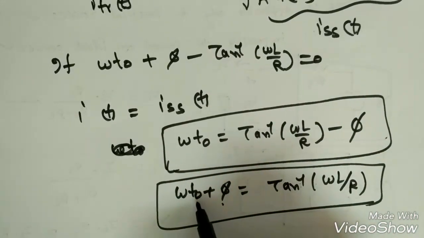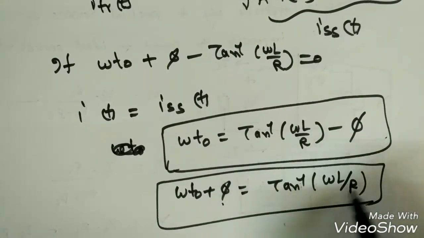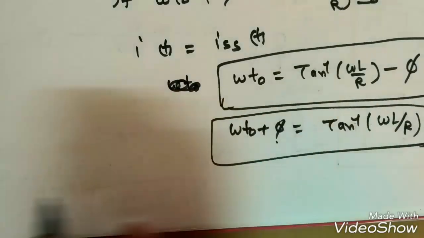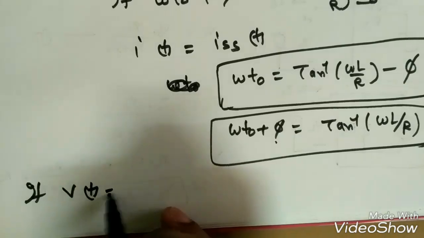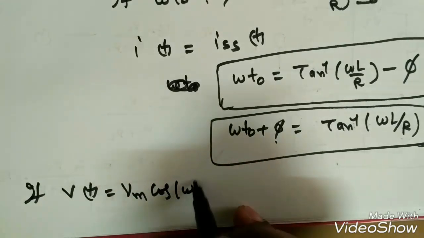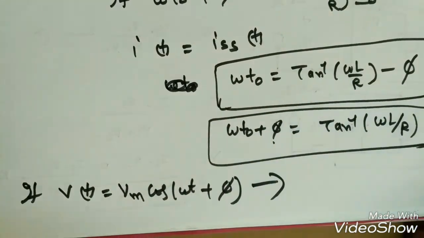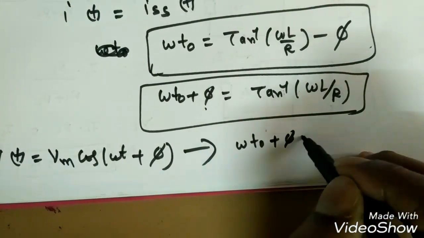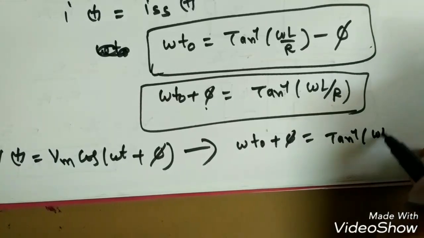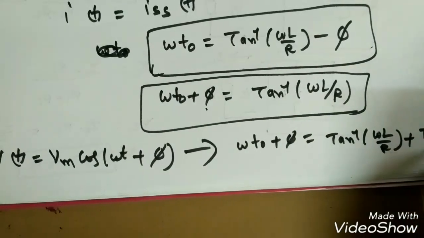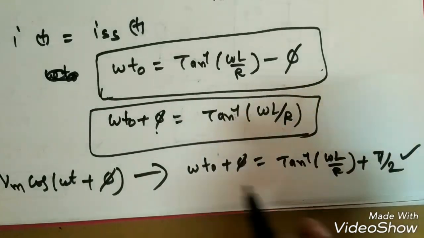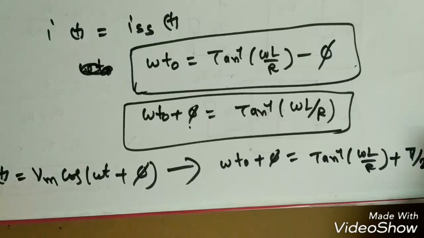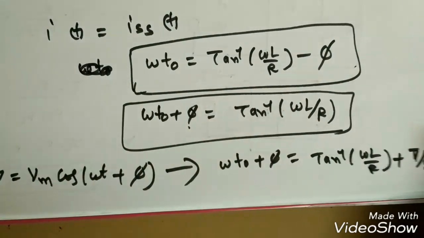In the previous case, t naught equal to 0 means pi is equal to tan inverse omega L by R. Now it is omega into t naught plus pi is equal to tan inverse omega L by R. If v of t is equal to Vm cos omega t plus pi, suppose, how will it change? Only plus pi by 2 will be added, so omega t naught plus pi will be the same. Here we will get tan inverse omega L by R plus pi by 2. This is the transient free condition when the signal is Vm cos omega t plus pi. I hope you got some idea about this AC transient.